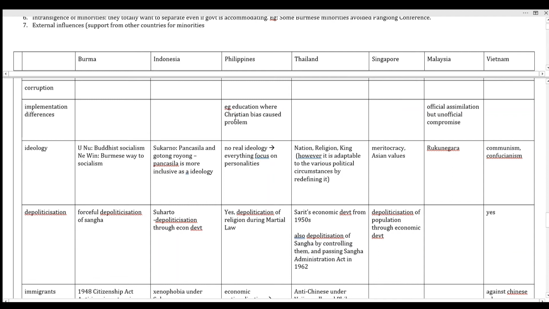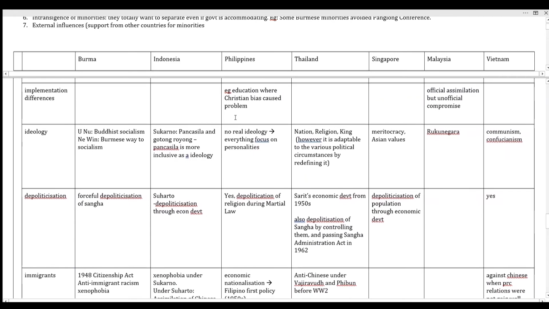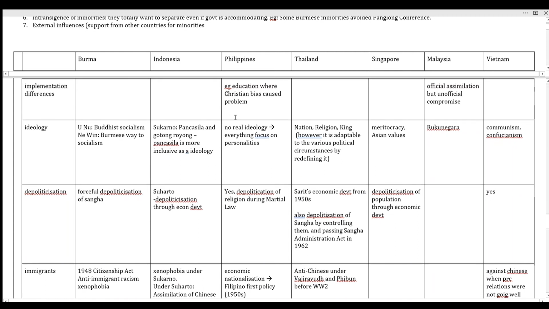Okay, so next one is implementation differences. Implementation difference is where they implement something but it's different for different groups of people. There's nothing much to really say here. I just mentioned the Philippines got the Christian bias causing problems, and Malaysia is official assimilation but unofficial compromise.